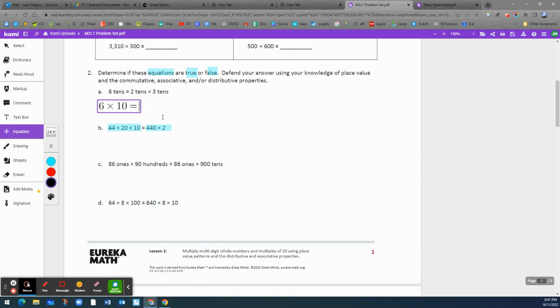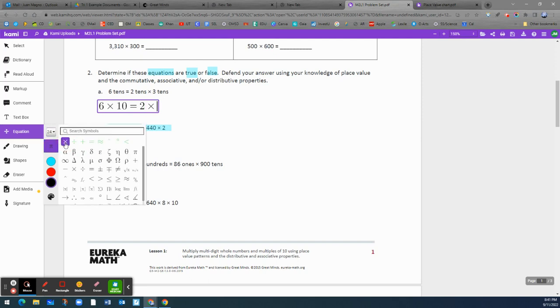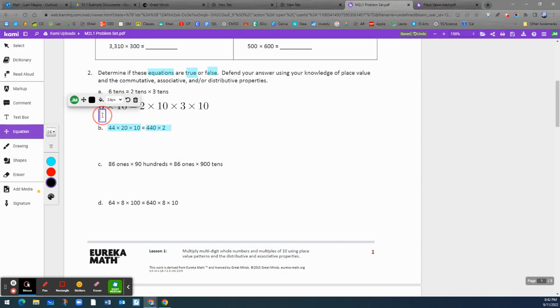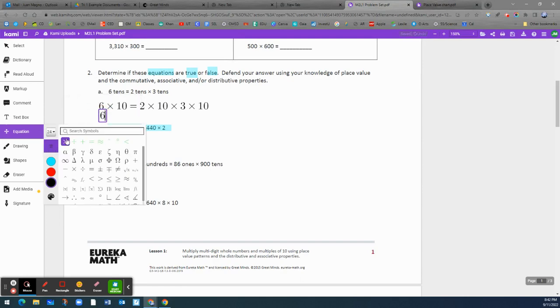Is this side the same as the opposite side, which is 2 times 10 times 3 times 10? The 6 times 10 stays the same. So 6 times 10, and the 2 and the 3 we're going to regroup. Here we go: 10 times 10. And we're going to close the parentheses.